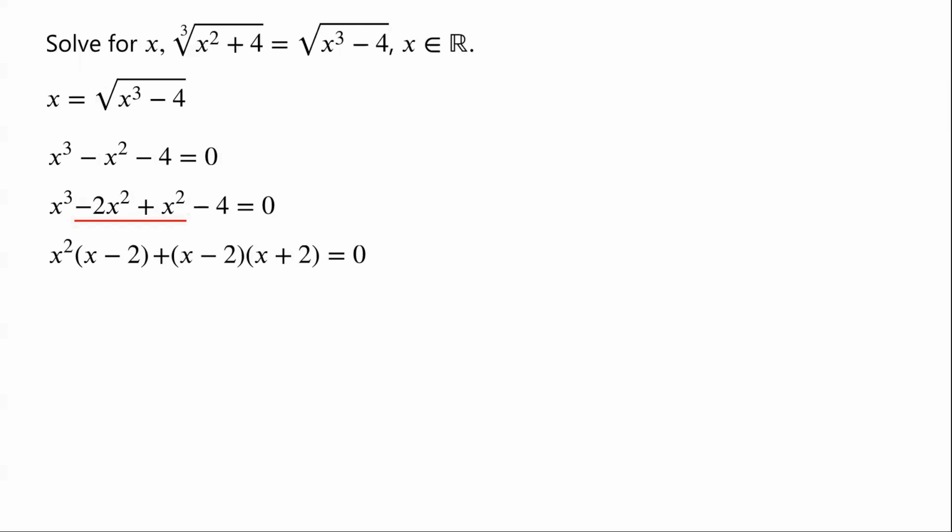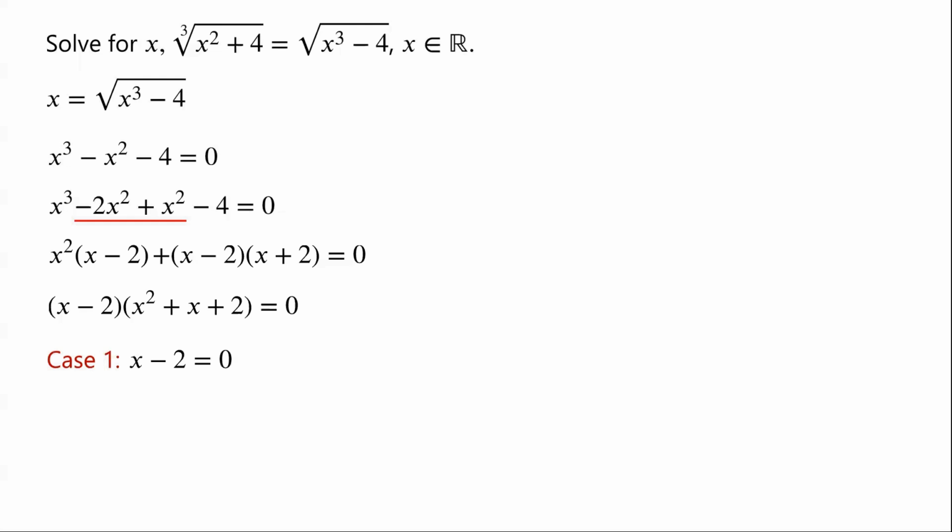Now the two terms on the left side of the equation have a common factor, x minus 2. So they can be written as x minus 2 times x squared plus x plus 2. The equation becomes the product of two terms equals 0. So either x minus 2 equals 0, or x squared plus x plus 2 equals 0.